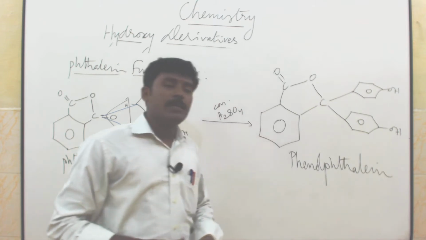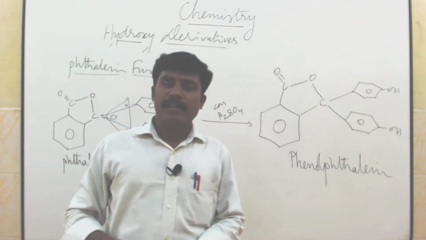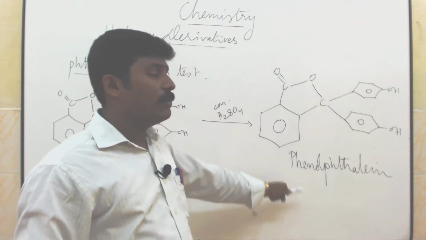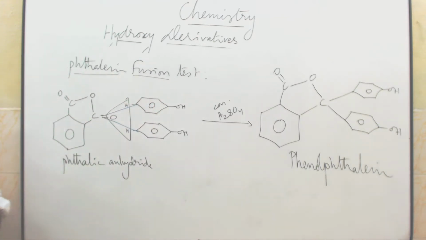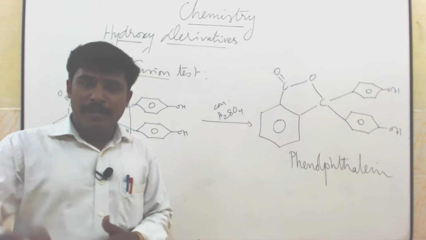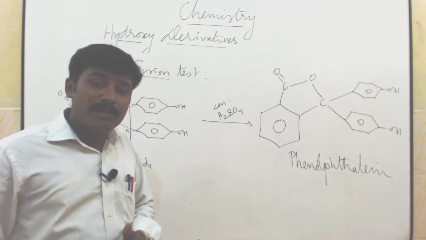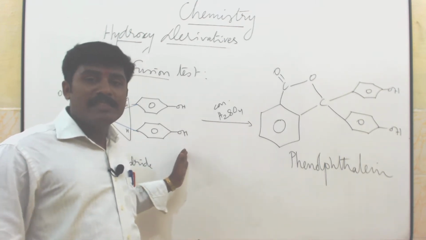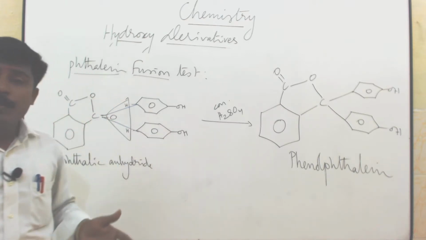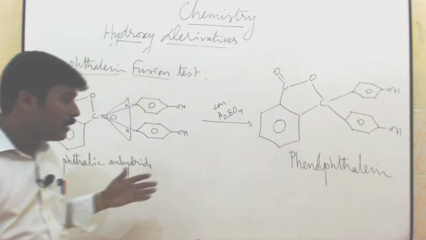This is the spelling for phenolphthalein: PHENOL, PH, PHALEIN. Nothing but phenolphthalein. So it's a very important reaction, a 3 mark part. I think last year also they asked in the board examination how to prepare phenolphthalein from phenol.